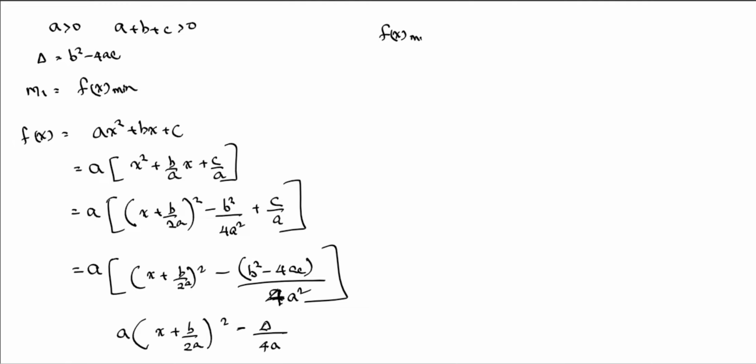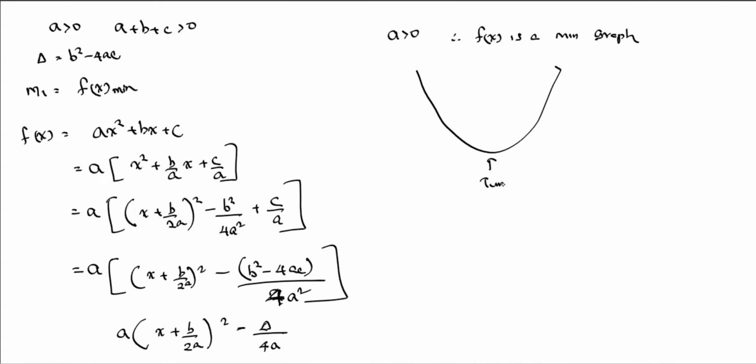Now f(x) is a quadratic graph, and it has a minimum because the coefficient of a is greater than 0. Therefore f(x) is a minimum graph. The minimum point will be the turning point, because only at the turning point can the minimum point happen. So the minimum point is the y coordinate of the turning point.